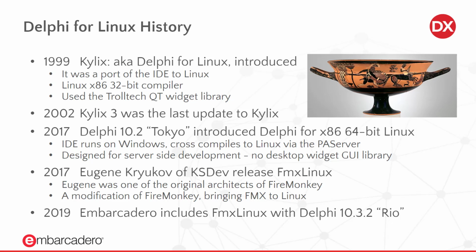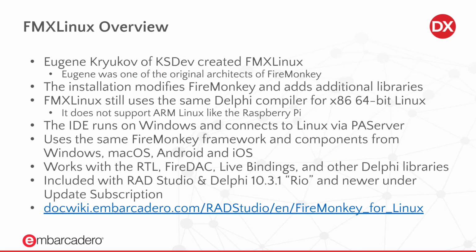Also, shortly after it was released, Eugene of KSDev released FMX Linux, which was a modification to FireMonkey to add support for Linux. Eugene was one of the original architects of FireMonkey at Embarcadero, went on to form his own company, KSDev, where he developed FMX Linux. In 2019, just a couple weeks ago, we at Embarcadero included FMX Linux with Delphi 10.3.1 Rio. If you have a subscription, then you can receive FMX Linux. So when you install FMX Linux, it modifies some of the FireMonkey files to make them compatible with Linux.